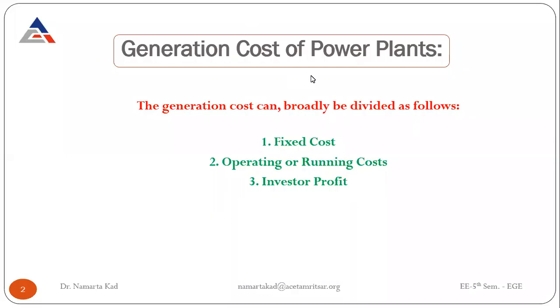Now, starting with the generation cost of power plants. Generation cost relates to any power plant, like a thermal power plant or hydropower plant, and it depends upon these three main factors: one is the fixed cost, another is the operating cost or running cost, and one is the investor profit. That means the generation cost must include expenses in the form of fixed cost and operating cost, and also there must be some profit to the industry. So it includes mainly these three factors: fixed cost, operating cost, and investor profit.